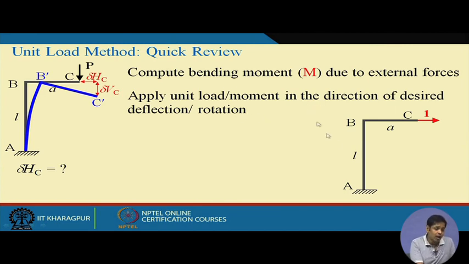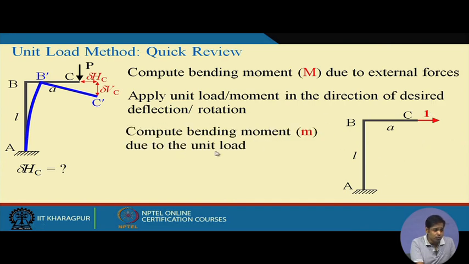Okay. Now, once we have this, the next step is to compute the bending moment due to the unit load. This is the same structure subjected to a unit horizontal load at point C. Compute the bending moment at any given location for this structure. Suppose this bending moment is denoted by small m. So, what is the bending moment? For this, the bending moment diagram will be this. For segment BC, the bending moment is 0, and for segment AB, it varies linearly. At point A, the bending moment is L, which is the length of AB. So, this is the bending moment for the unit load.